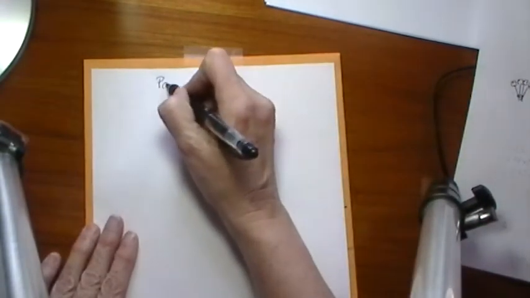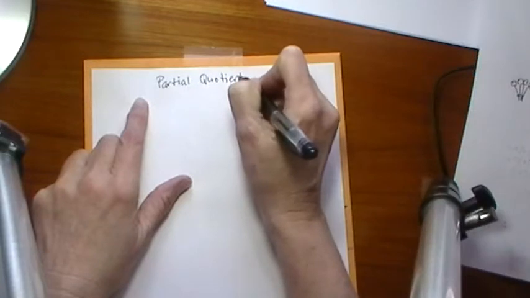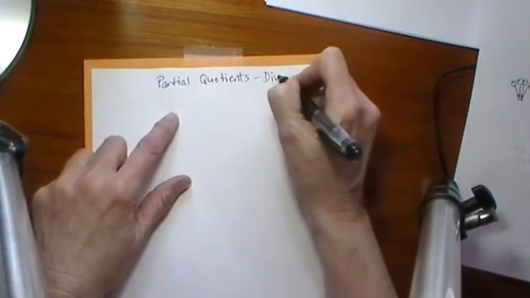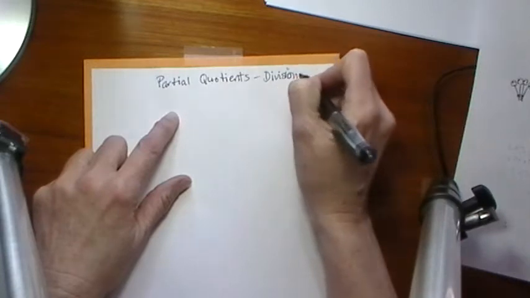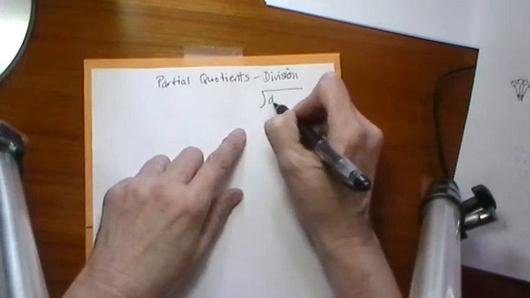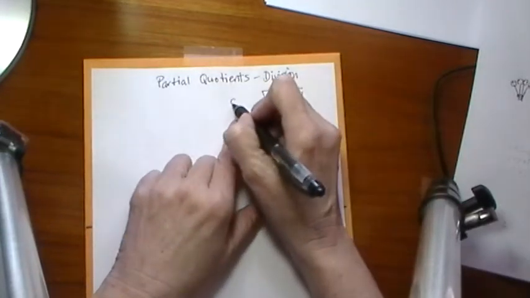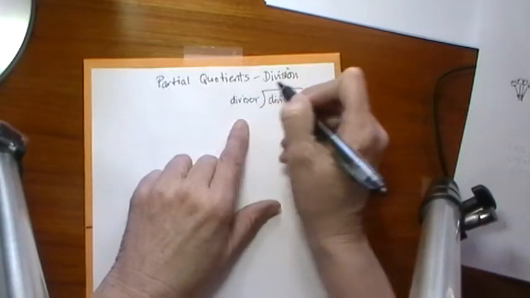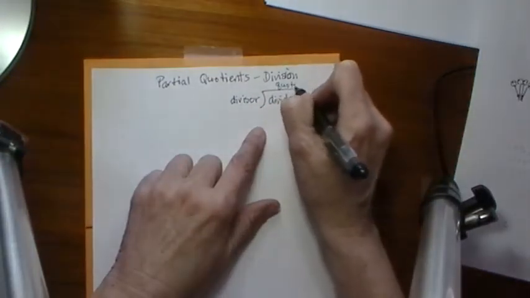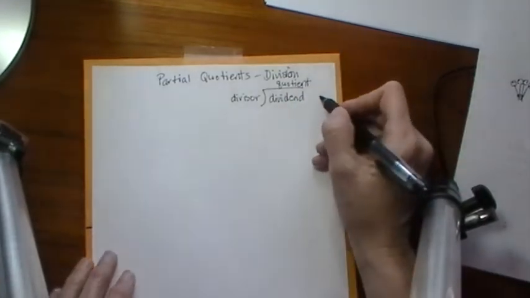All right, so let's take a look. So this is the partial quotients method for division. So let's just remember a division problem. The number inside is called the dividend. The number outside is called the divisor. And the answer that you calculate is called the quotient. And anything left over is called a remainder.